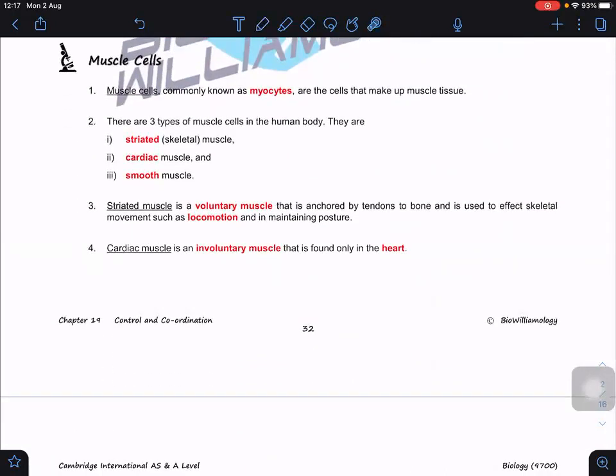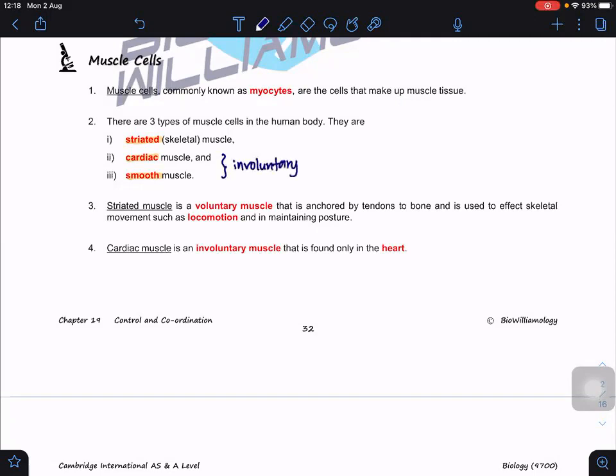Muscle cells, also known as myocytes. The special oxygen storage proteins inside the muscle cells are also known as myoglobins. It's oxygen storage. So a myocyte is the muscle cell that makes up the muscle tissue, and we do know that we have three kinds of muscle cells. We have striated muscle cells, cardiac muscle cells, and smooth muscle cells. Out of these three, cardiac muscle and smooth muscle are involuntary.